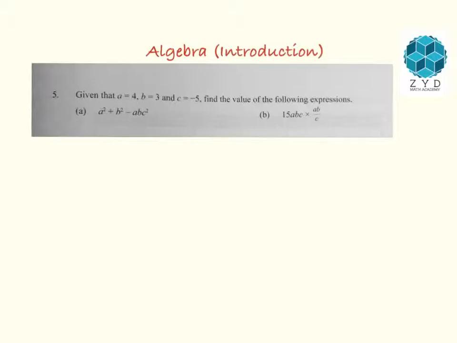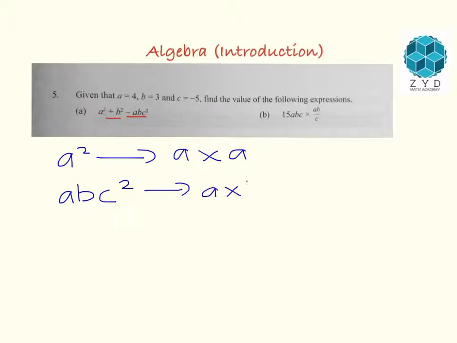For question 5a, we must understand that the positive sign belongs to b square and the negative sign belongs to this minus abc. They are both inseparable. So when we do the substitution of the numbers, we must take note of all these signs. Another further explanation: a square means a multiplied by a, same goes for b square, whereas abc means a times b times c.